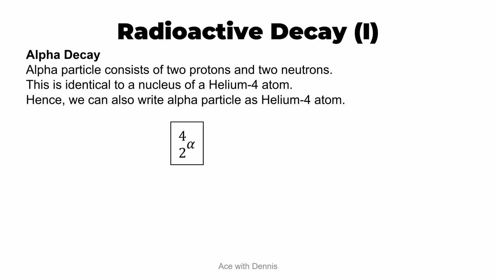And here is the notation for an alpha particle, with the mass number of 4 and atomic number of 2, which means we have 2 protons and 2 neutrons. So it is the same as the atom for helium, which also has the mass number of 4 and atomic number of 2, which means it has 2 protons and 2 neutrons.